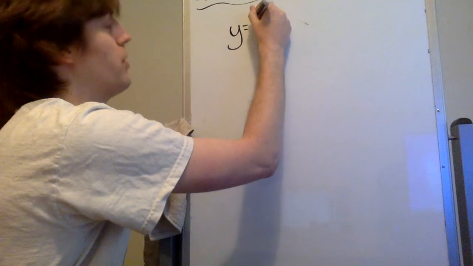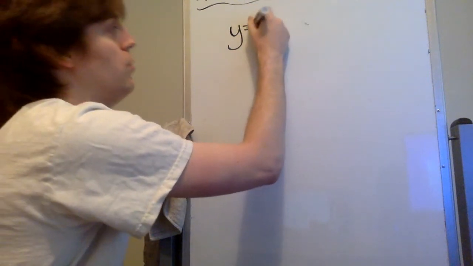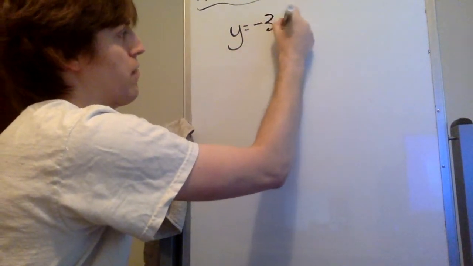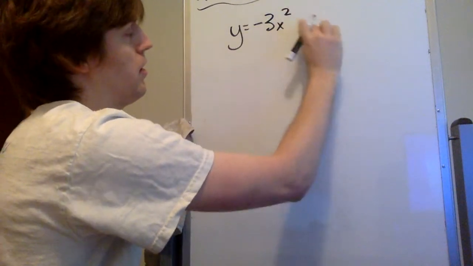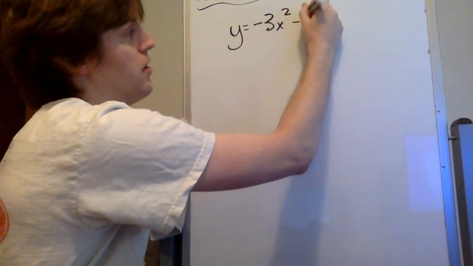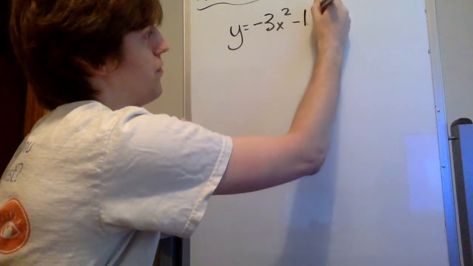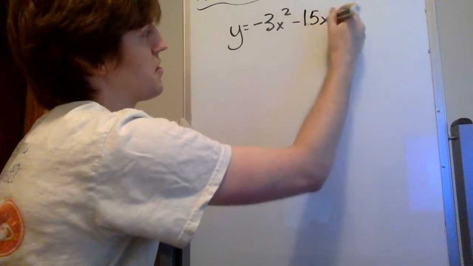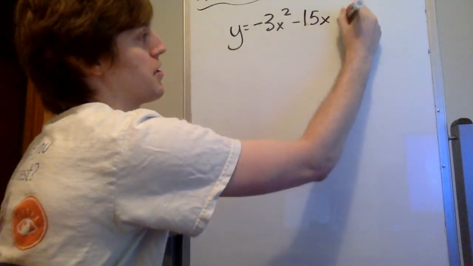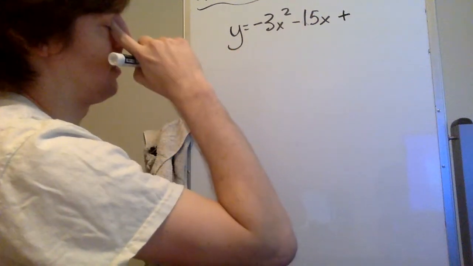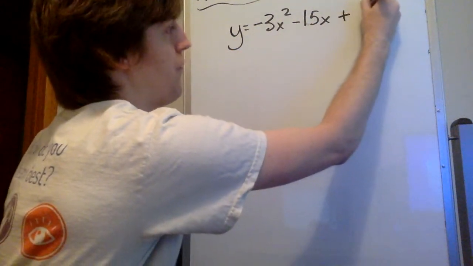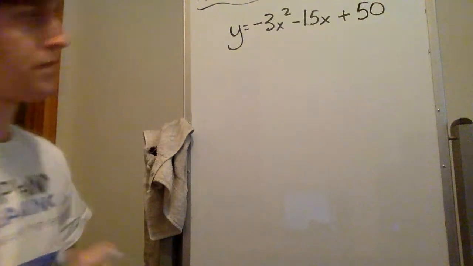Let's do, let's get a negative in there. Negative 3x squared minus, let's do 15x plus 50. Okay?